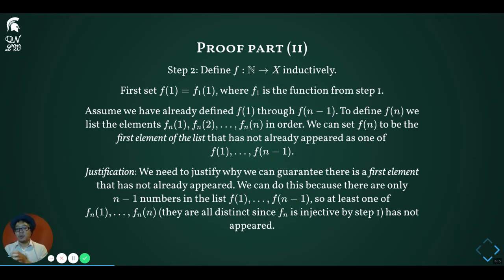This step is fairly simple to implement. The only possible problem is to justify that after striking f of 1 and f of 2 and f of 3 and so on until f of n minus 1, our list of numbers has at least something remaining. If there are no members of the list remaining, then we cannot take the first one. Luckily, since we know that f sub n is injective, we know that there are n distinct elements in the list f_n of 1, f_n of 2, and so on. Since we're striking at most n minus 1 elements from it, there will be at least one left over. So this step will succeed.